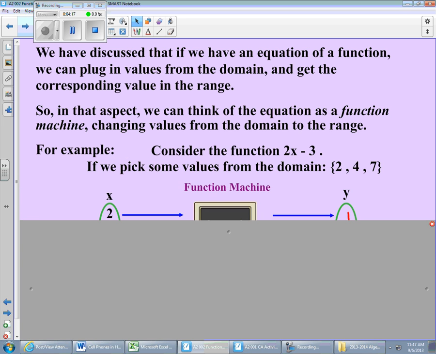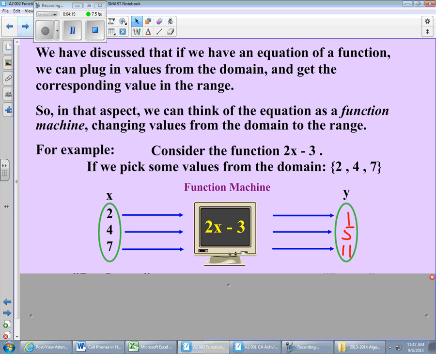To put it in a little diagram here, we're going to consider a function. We're going to start off with a linear function, 2x minus 3. And we're going to pick some random values from the domain. I've chosen 2 and 4 and 7. I could have picked any values: positives, negatives, fractions, decimals, zeros. It doesn't matter. I just picked some small, whole, positive numbers just to keep it simple. Here is ultimately what happens. We end up with values going into our function machine, into the equation. And we can pick any values we want. 2, 4, and 7 were just random choices.